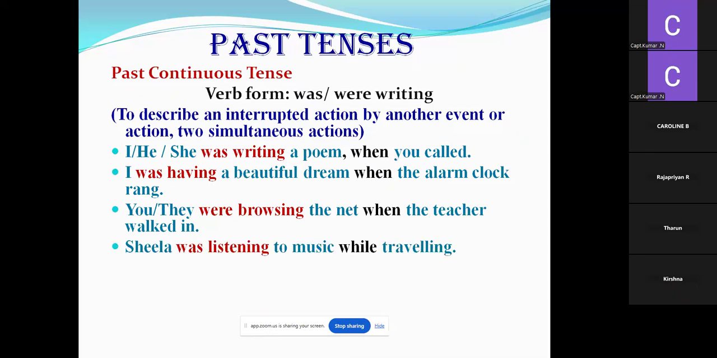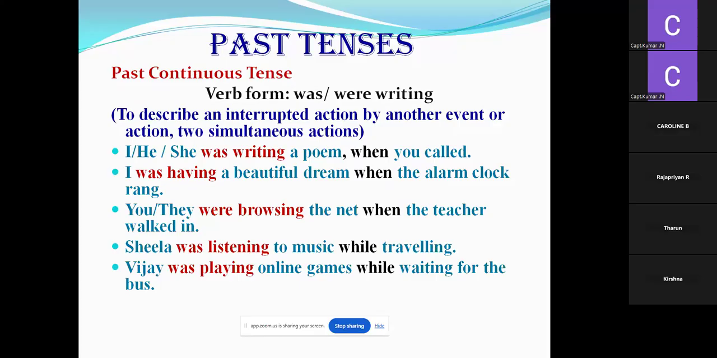Sheila was listening to music while traveling. Here, you can see the word while. That word while indicates that two actions are going on at the same time. She was listening to music as well as she was traveling. Vijay was playing online games while waiting for the bus. So here also two simultaneous actions are going on.